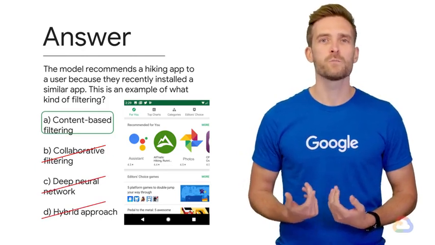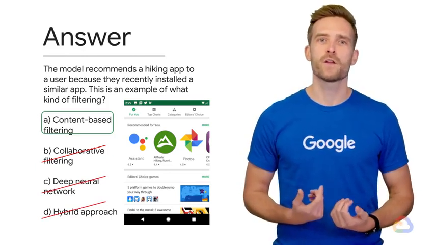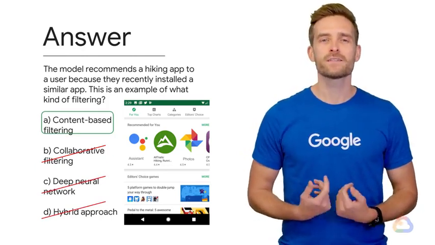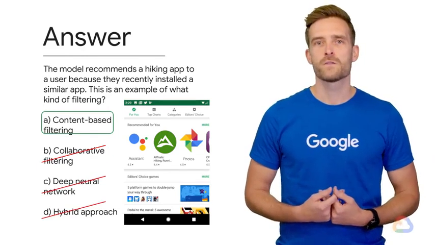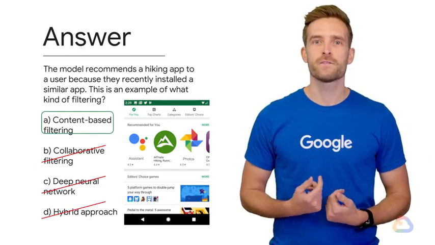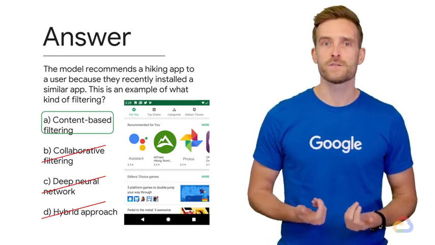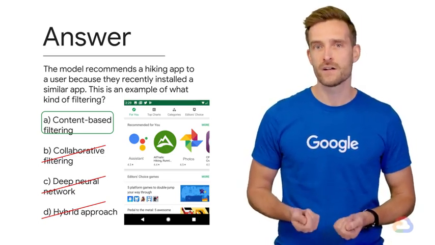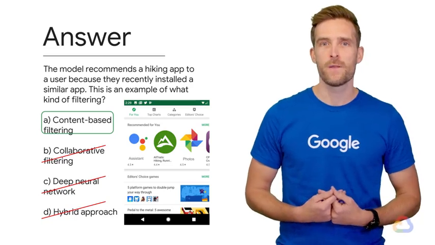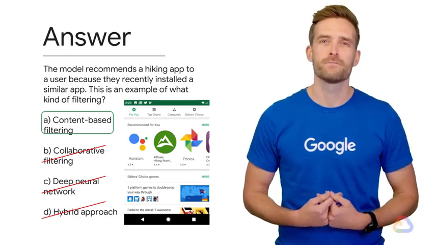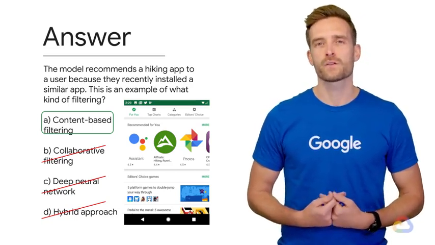And although it's possible that this recommendation came from a neural network or a hybrid approach, it doesn't sound like it from the question. The recommendation was made based on the similarity of features and content of the two apps. In fact, the features that relate the two apps and the user are likely hand-engineered by some software engineer, and they aren't learned solely through the data. We'll see more about how this works in the coming modules.